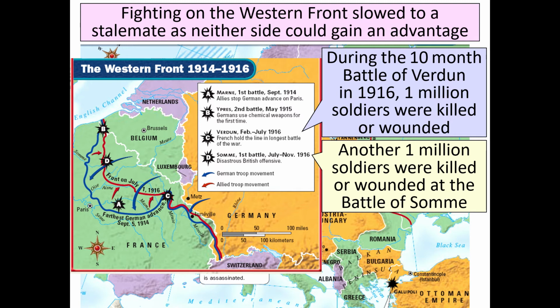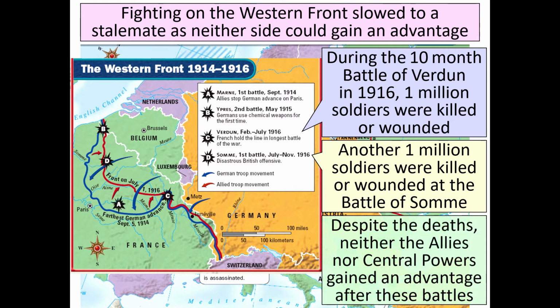And the big takeaway here on this map is that almost no ground was gained of any significance. Despite the deaths, neither the Allies nor the Central Powers gained an advantage after these battles.